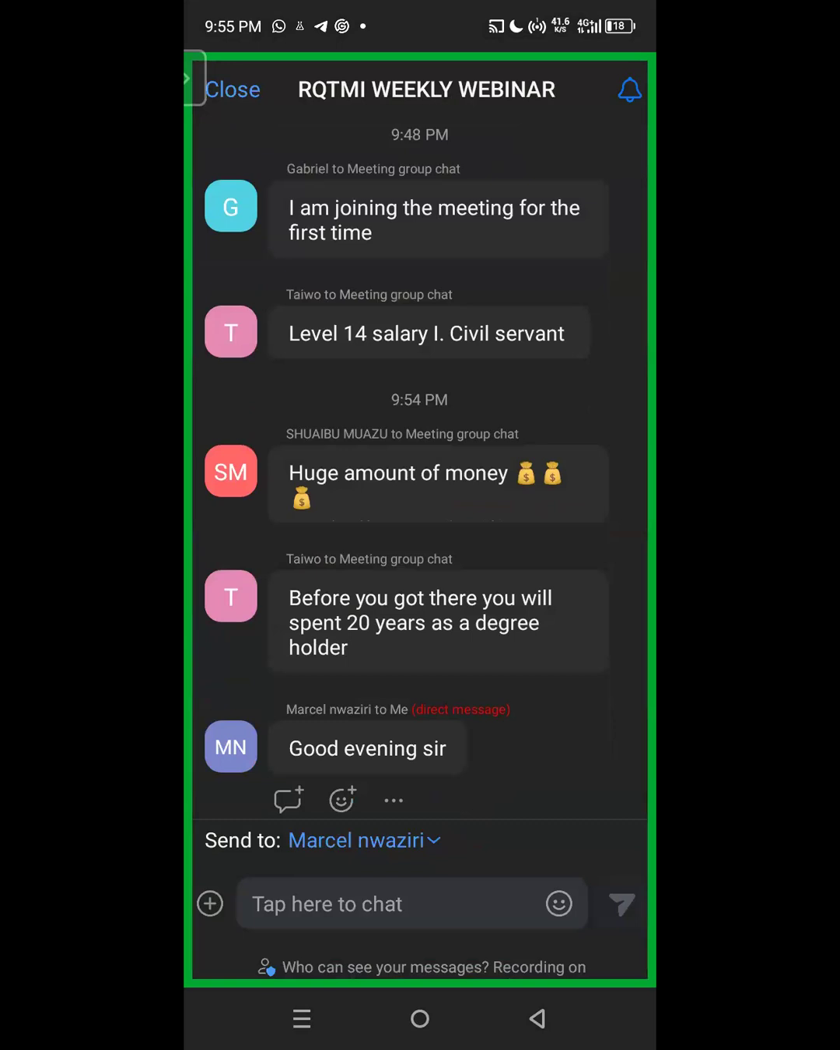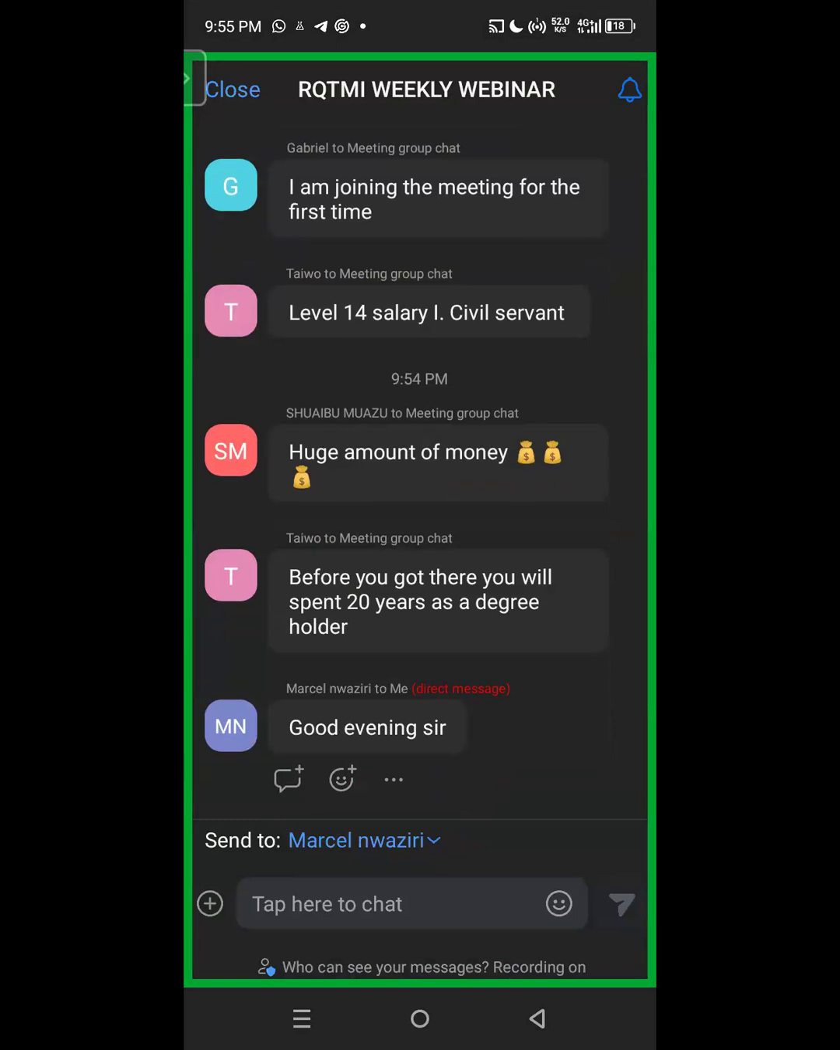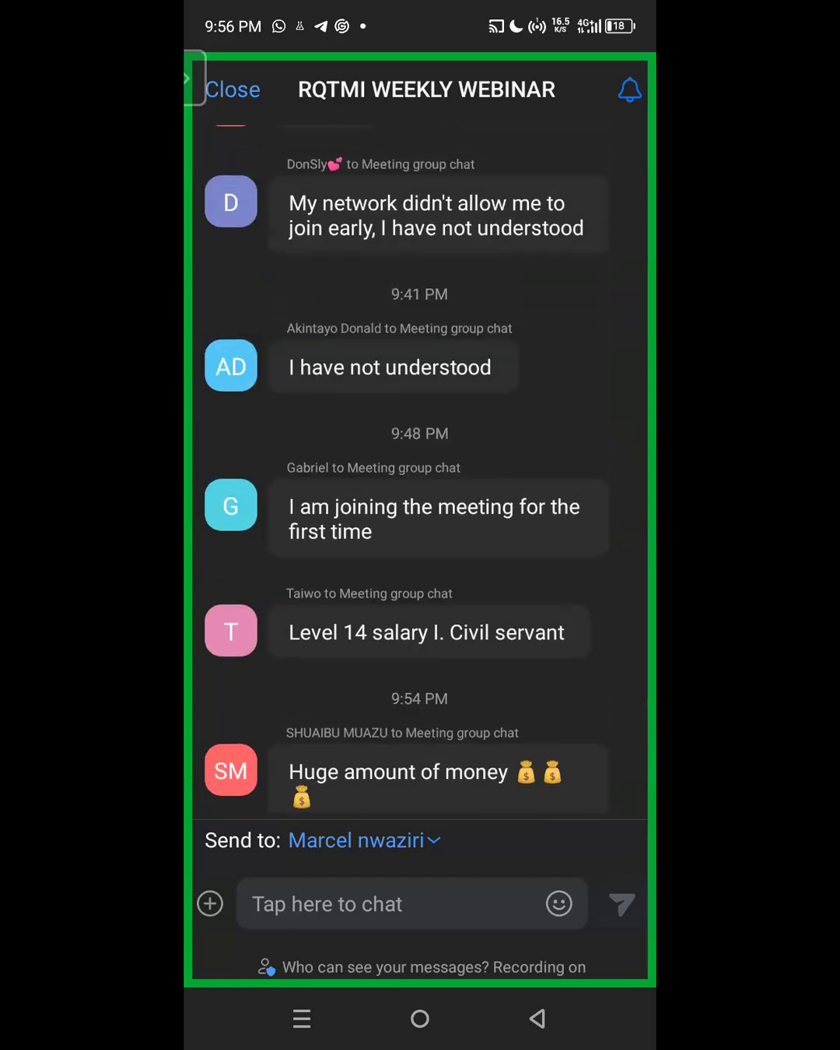So you see, before you even become a level 14, you would have spent 20 years. Imagine, before I would start making 400,000 naira as salary, I would have spent 20 years of my life working for somebody or working for the government. But imagine you invested 20 years of your time in RoyalQ. Where will you be? In fact, not even 20 years, 5 years of your life on RoyalQ, you'll be in V6, cashing out big time. It's just that some people are refusing to pay attention to understand the business.